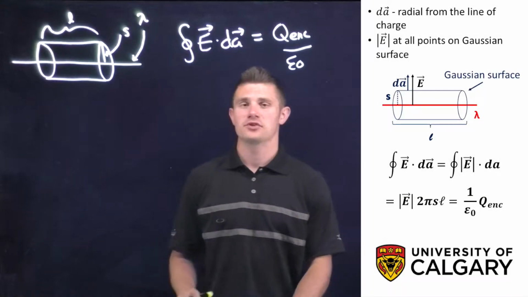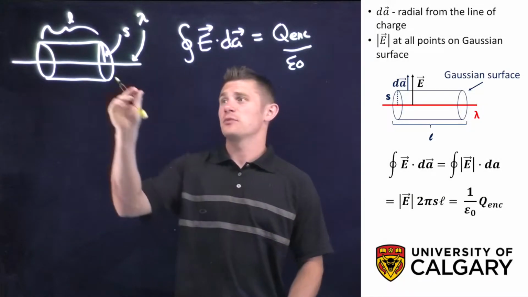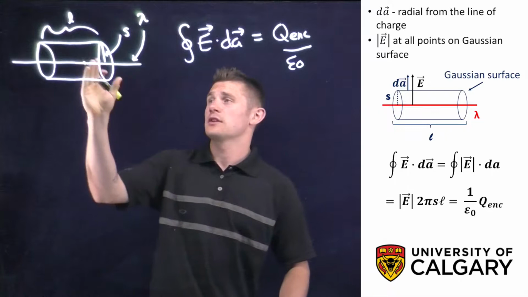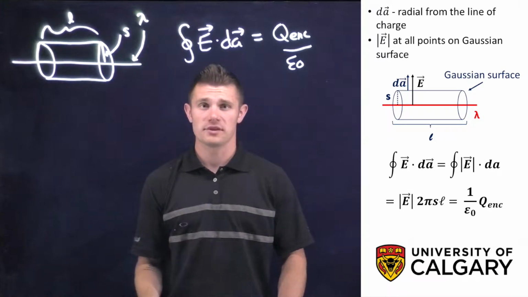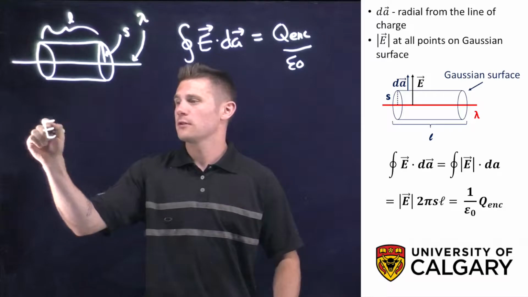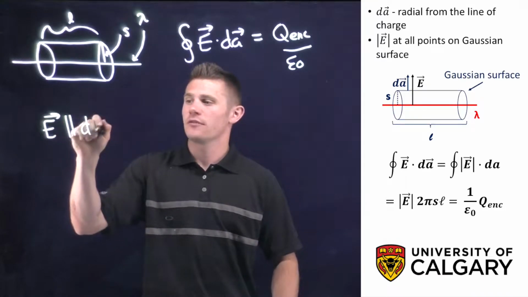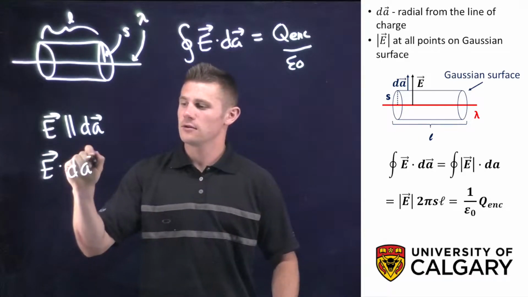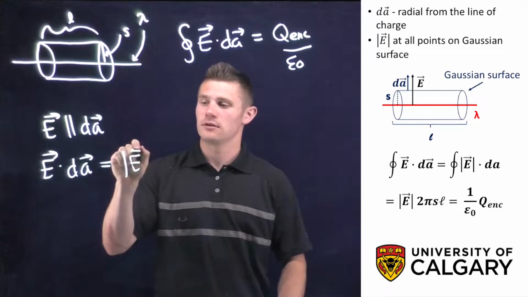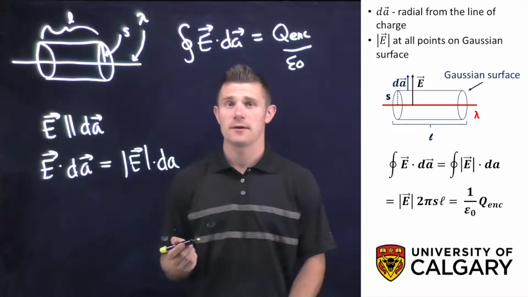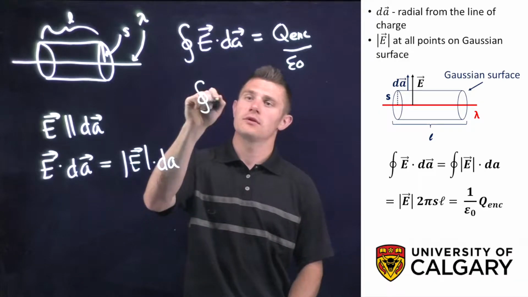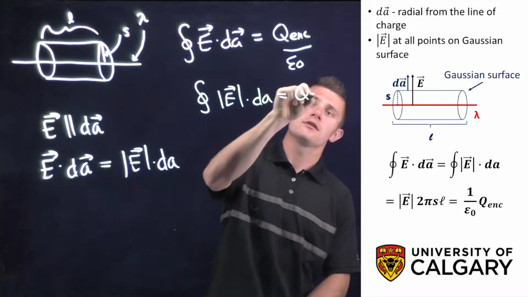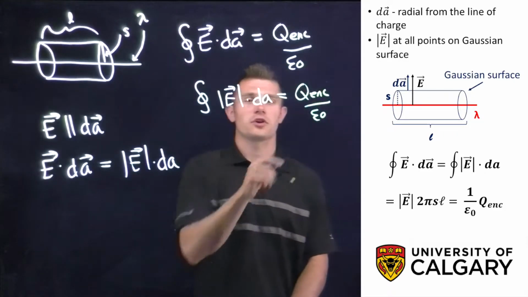Let's start with the left side of this equation. So we know that the electric field is going to be radial in all directions coming off this infinite line of charge. And the infinitesimal area vector of a cylinder is also going to be coming off radial in all directions away from the cylinder. In that case, our electric field is parallel to our infinitesimal area vector. This simplifies the dot product because E dot dA is going to equal the magnitude of E times the magnitude of dA. And this will allow the integral to become the magnitude of E times the magnitude of dA is equal to the enclosed charge over epsilon naught.